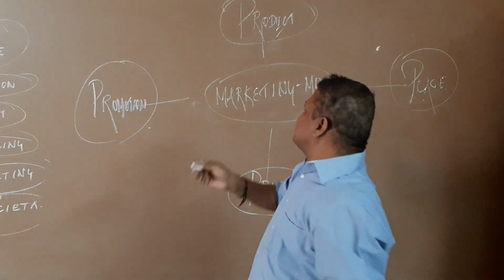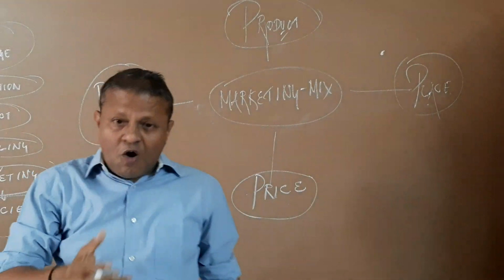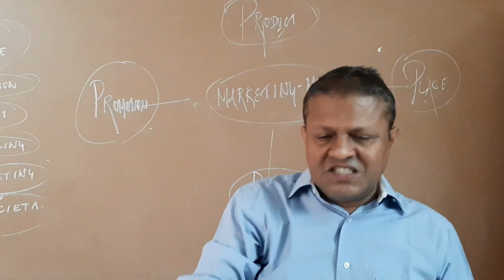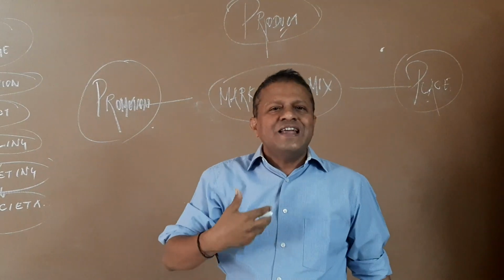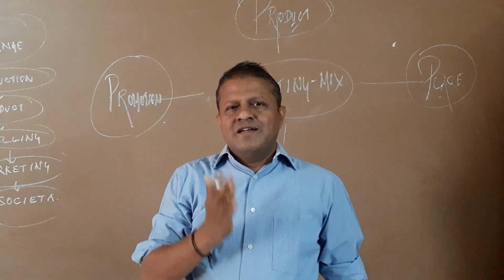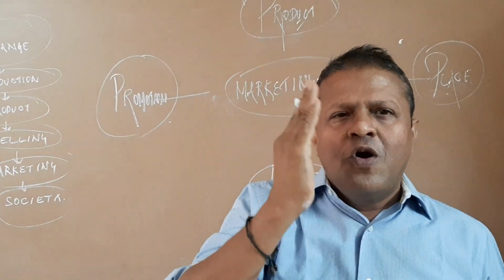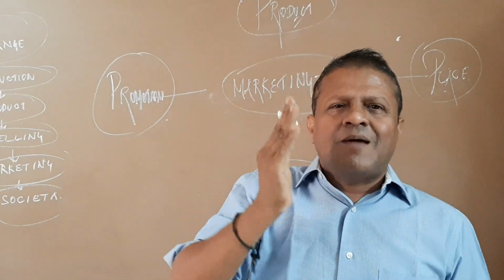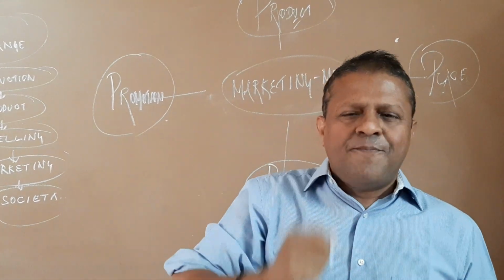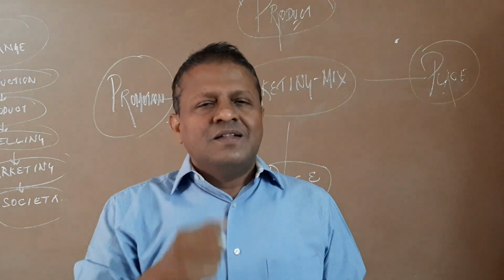So product is the physical attributes of the thing which is offered. It's the offering which is given to the consumers in exchange for your price. Price is what? Price is the consideration. In legal words, it is nothing but quid pro quo. Quid pro quo means something for something. For the product, they pay something to the seller, and that something is what is called the price, the money.